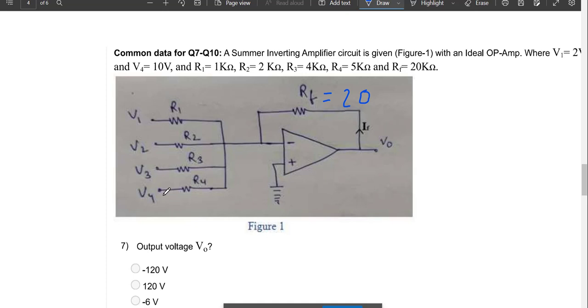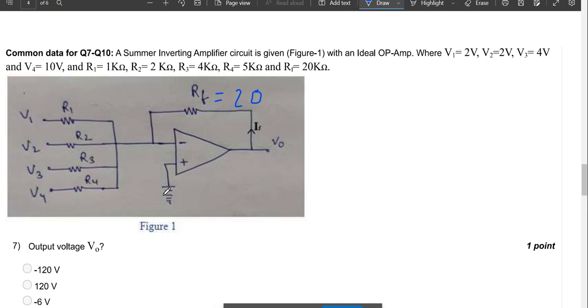Option A. Don't give answers right now. The values of V2 and V3 are not visible. Can you please show them? Now. Yes, ma'am. Thank you.